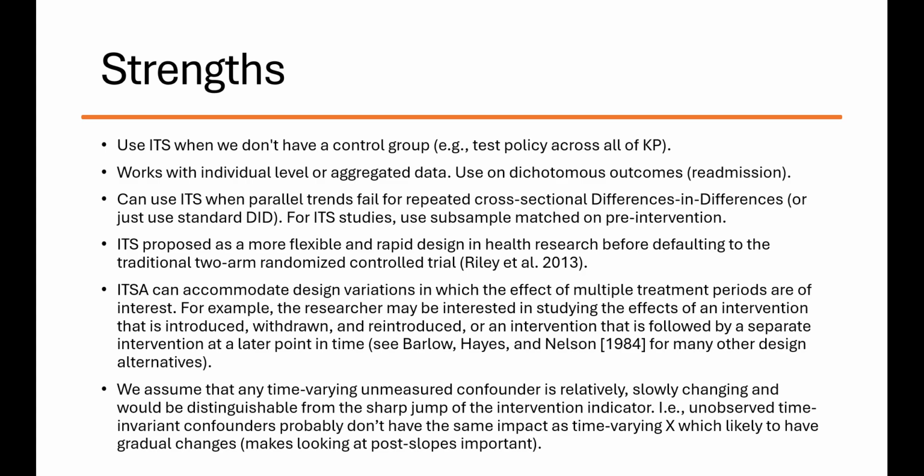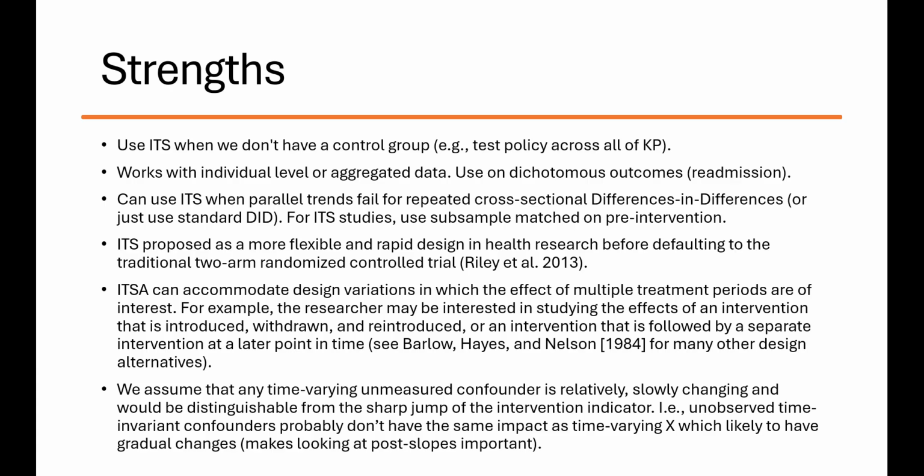For both, if we have strong evidence that the parallel trends assumption is violated, what we can do is grab a subsample of similar groups that are similar in their baseline outcome scores, use them as a subsample for our control groups, and then do our analysis that way. And I'll do an example of that later.